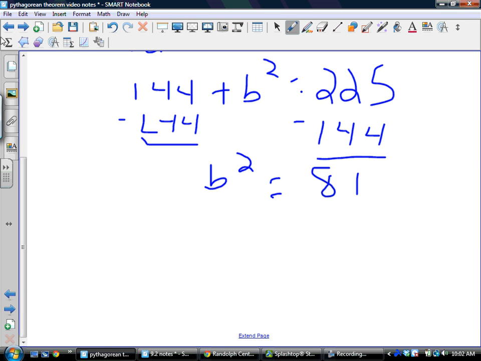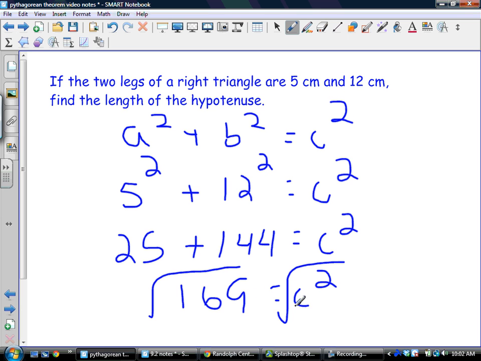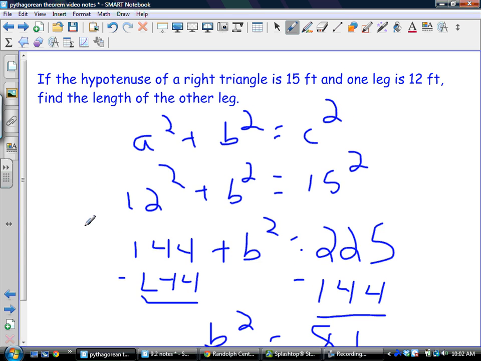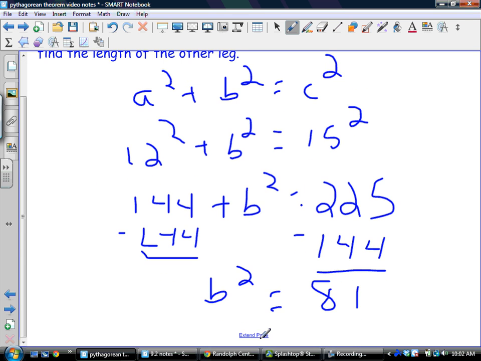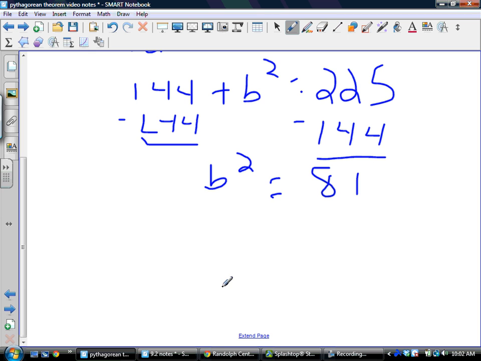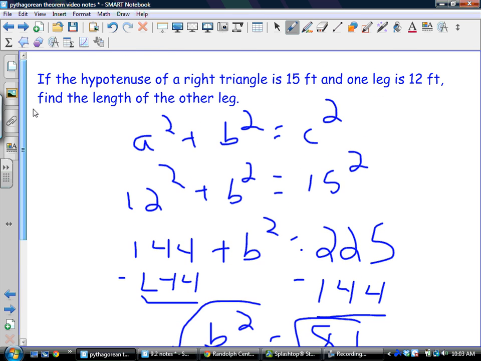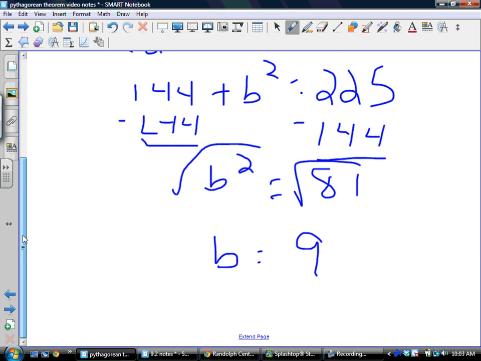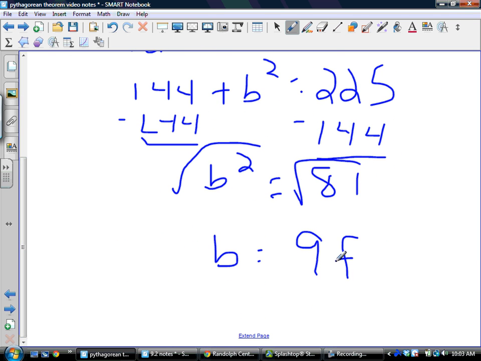Now we're at the same spot we were on the last one. We had c squared equals 169. We had to take the square root. Same here. We have b squared equals 81. So we're going to have to take the square root. And that'll give me my b, and the square root of 81 is 9. And these were in feet, so the 9 is going to be in feet. So that missing leg would be 9 feet.